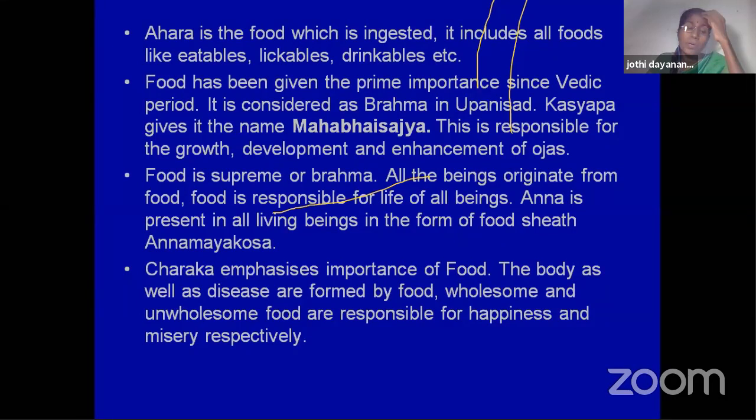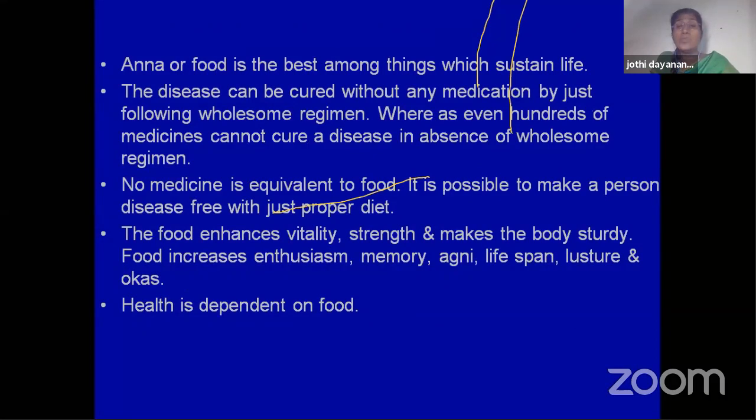So why is the soft drink given? Because it is a carbonated drink with hydrochloric acid, which goes inside and tries to digest the food, which cannot be digested very easily. That is how the trend of giving cool drinks with your food began. So anna, food, is the best among the things which sustain life. If you want to live a long and healthy life, it depends upon the food that we take.